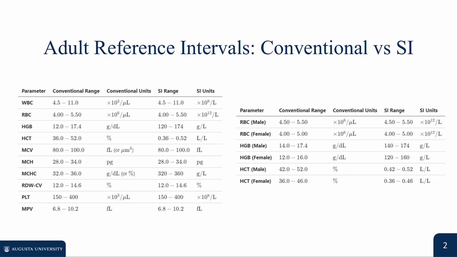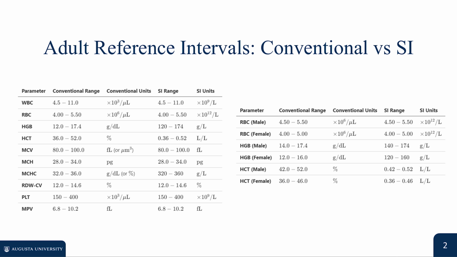Red cell parameters demonstrate physiological divergence between adult males and females due to the stimulatory effect of androgens on erythropoietin production. For adult males, the reference range for RBC count is 4.50 to 5.50 times 10 to the sixth per microliter, or times 10 to the 12th per liter in SI. For adult females, the RBC count is 4.00 to 5.00 times 10 to the sixth per microliter.